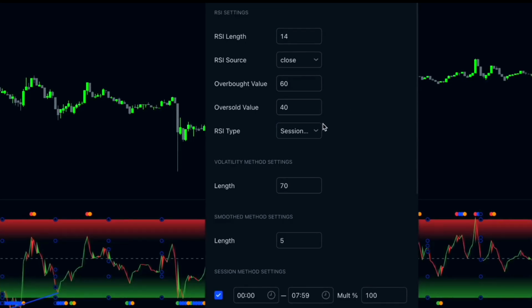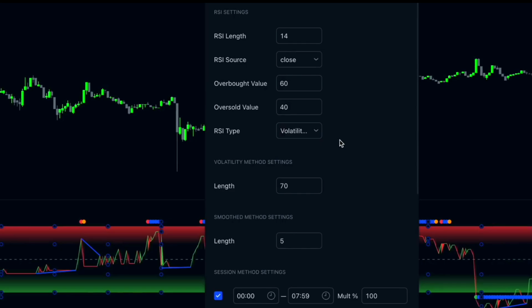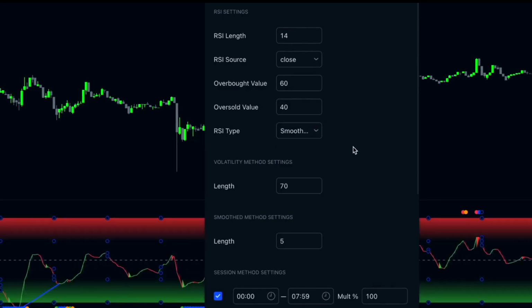As for the RSI type, you have 4 choices. Standard RSI method uses the classic RSI calculation to spot overbought and oversold conditions. Volatility-weighted RSI method applies a volatility formula to the RSI, offering a more dynamic response during periods of heightened market activity. A smooth RSI method utilizes a smoothing algorithm to reduce noise, giving a clearer picture of market conditions. The smoothing length can be adjusted to fit your trading style.